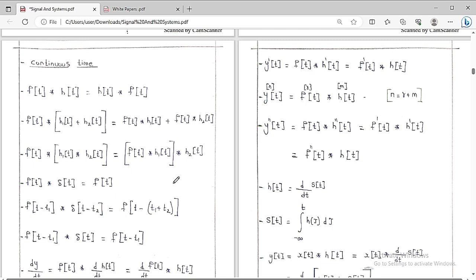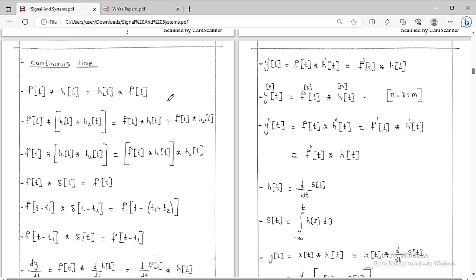f of t convolution of h of t is equal to h of t convolution of f of t, because convolution satisfies the commutative property, like a into b is equal to b into a. What is the meaning of this? Suppose the input is f of t and the impulse response is h of t, then you get a certain output. Or in reverse, if the input is h of t and the impulse response is f of t, then also you get the same output.